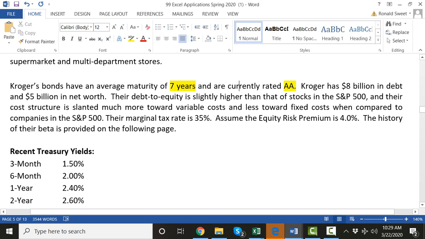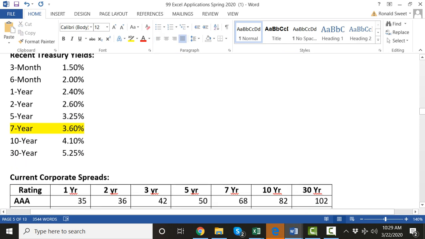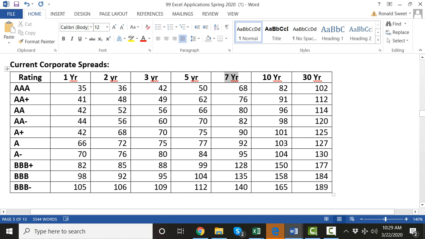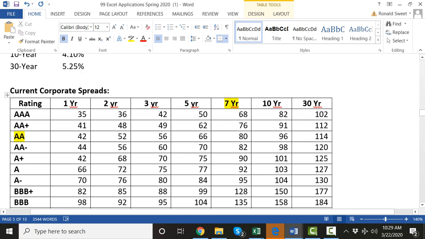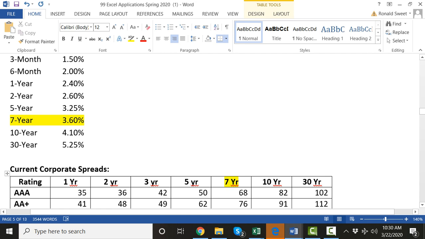And then what is the spread? Well, the bonds are rated AA. So it's a 7-year bond, and it's rated AA, not AA plus, not AA minus, but AA. So you go back and you see the credit rating, AA. You find the intersection of those two, and it's 80. So what is the cost of debt for this firm?